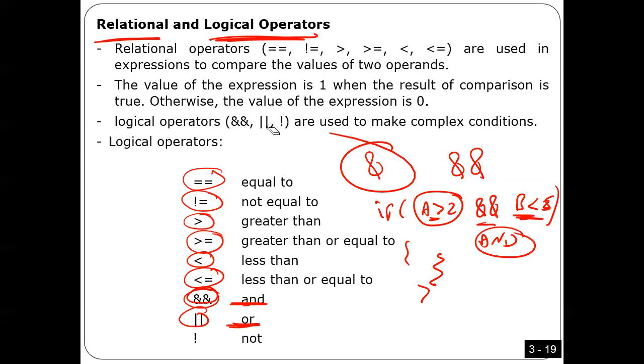Same thing for this one. This one for condition is or. But if you use only one, this is bit by bit or. Any question? Okay, I'm going to give you examples on these operators.